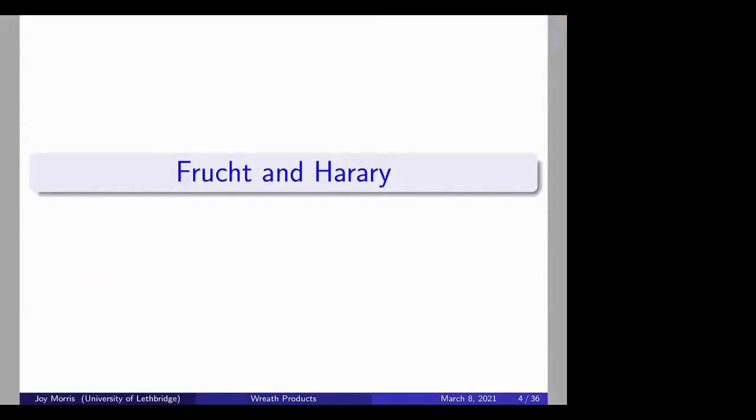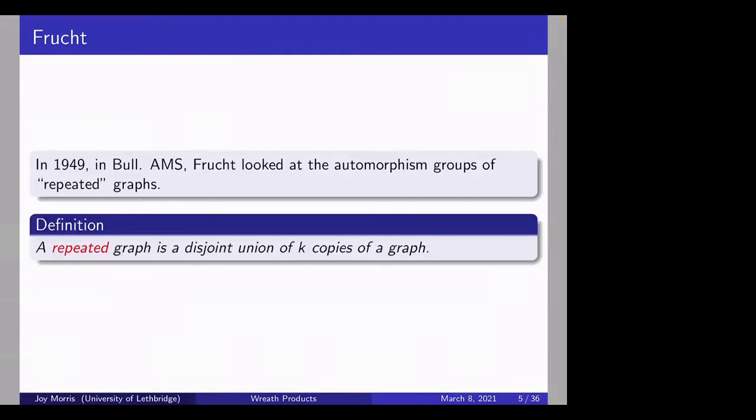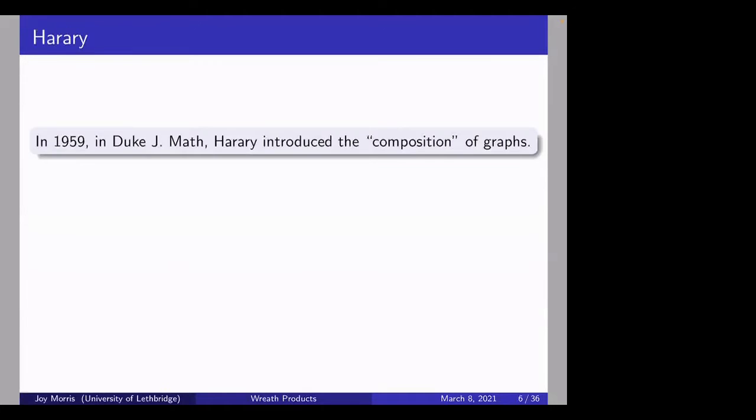So to begin with, Harari really began it, but he was motivated by Frucht. So let me talk about what Frucht did in 1949 in the Bulletin of the AMS. Frucht looked at what the automorphism groups of what he called repeated graphs look like. A repeated graph is a disjoint union of k copies of a graph. As you can imagine, you can permute these k copies around any way you like, using a symmetric group, and then you can use the automorphism group of the graph independently on each of the individual copies. And that's basically what he said in this article.